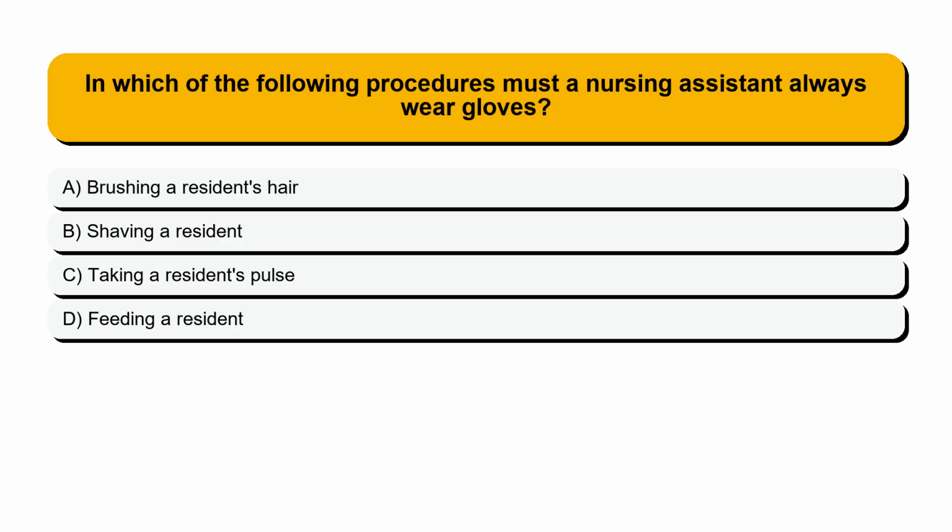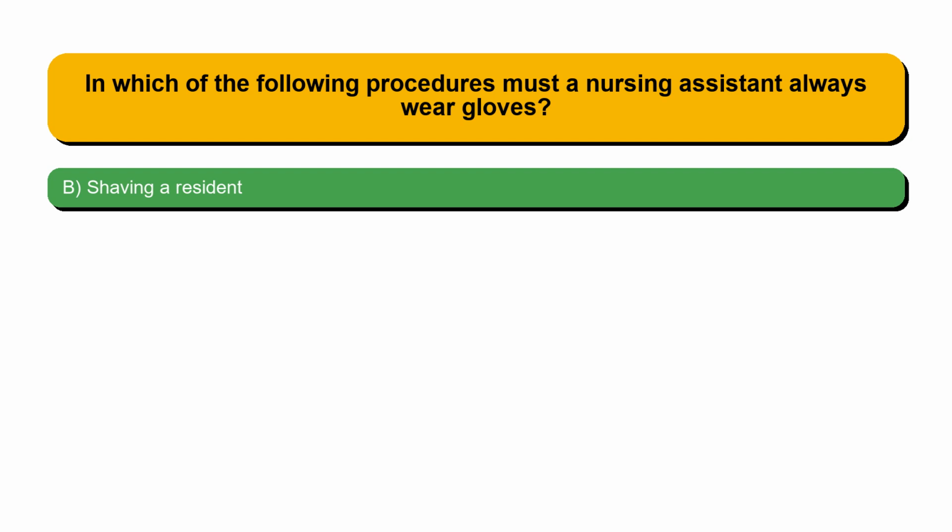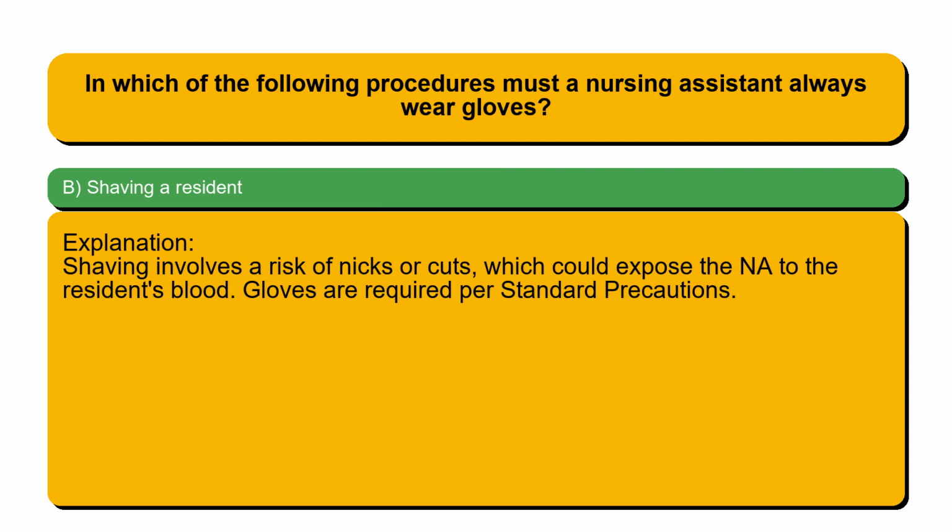Question 71. In which of the following procedures must a nursing assistant always wear gloves? Option A, brushing a resident's hair. Option B, shaving a resident. Option C, taking a resident's pulse. Option D, feeding a resident. The correct answer is option B, shaving a resident. Shaving involves a risk of nicks or cuts, which could expose the nurse to the resident's blood. Gloves are required per standard precautions.